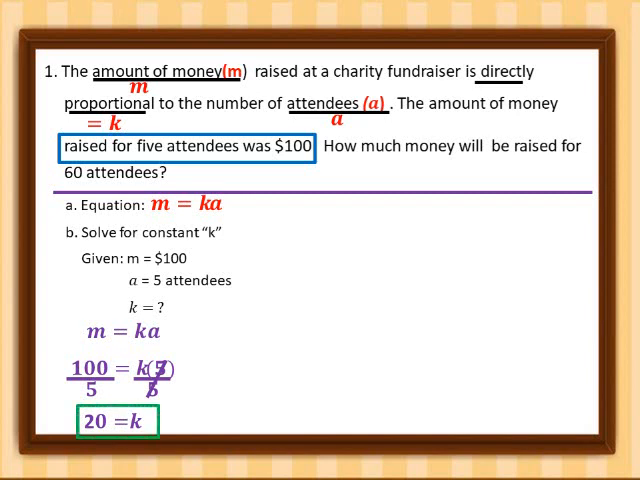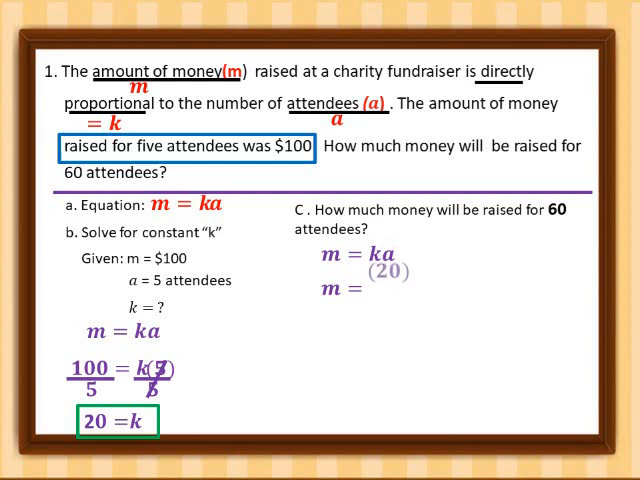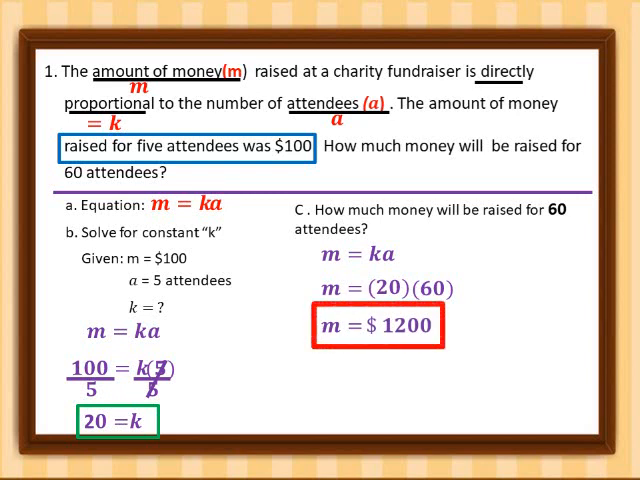We will be using the K in order to solve for how much money will be raised for 60 attendees. So our equation once again is M is equal to K times A. Since we are solving for the money, K is equal to 20, and this time our attendees is 60. So 20 times 60 would give us $1,200 for 60 attendees.